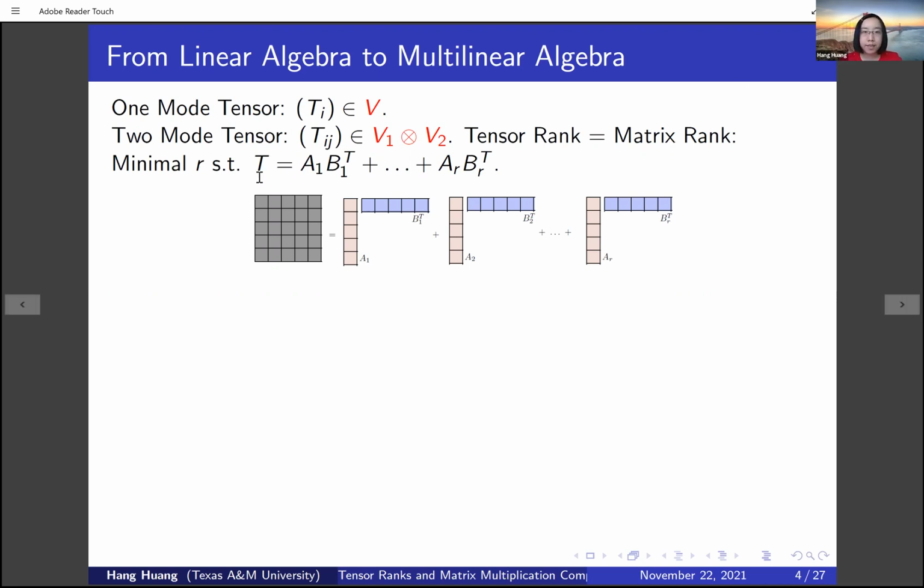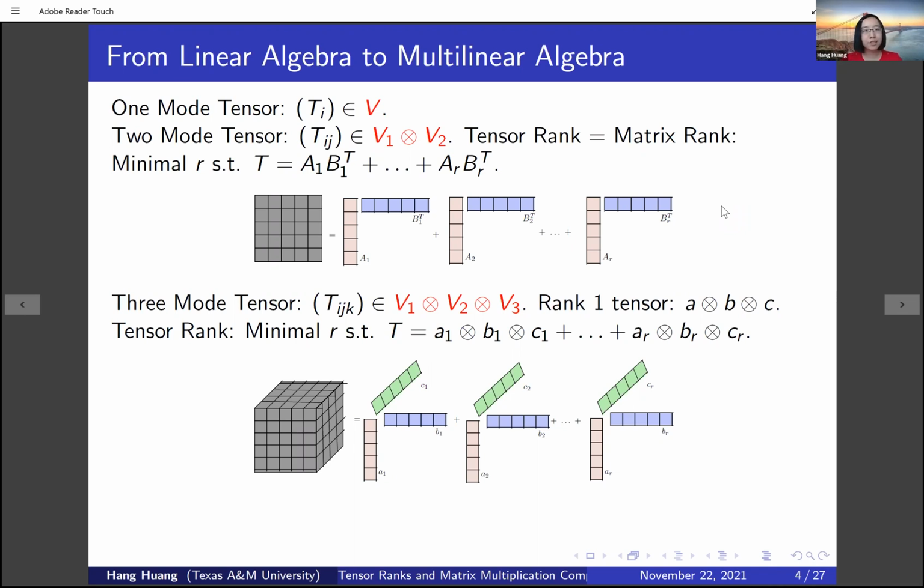So tensor rank is the smallest R such that you can write your matrix as a sum of R rank 1 matrices. And a rank 1 matrix, you can always write as A1 times B1 transpose. If your tensor has 3 modes, then things are more complicated. Here, you can imagine your 3-mode tensor sits in a 3-dimensional array. So it will sit in the space V1 tensor V2 tensor V3.